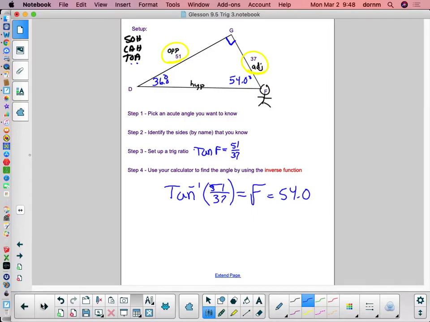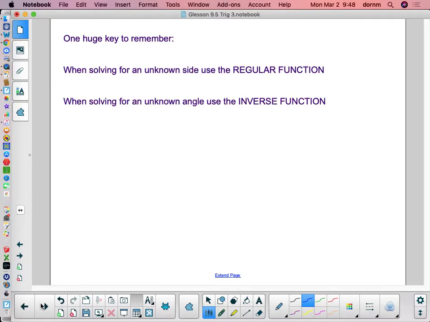So, when solving for an unknown side, we use the regular function: sine, cosine, or tangent. When solving for an unknown angle, we use the inverse function. This is a sticking point for a lot of people. When do I use the inverse? Because the inverse is the last one I learned.